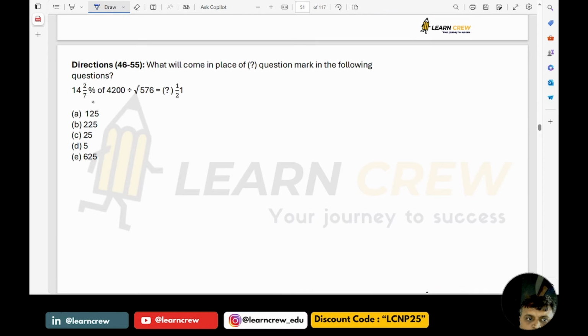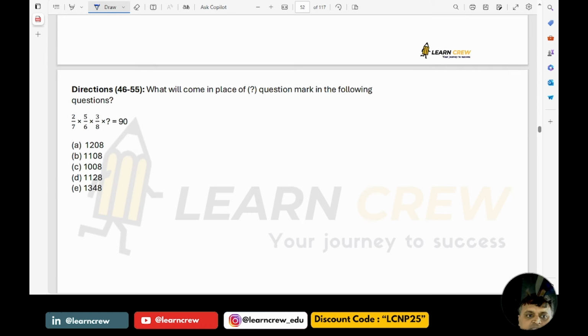Next, 14 2 by 7 percentage means 1 by 7th. 1 by 7th of 4200 root 57 divided by root 576 is 24 is equal to x power 1 by 2, that is root x. Okay, so now what are you going to get? 7 600s are 24, 25s are. So x should be 25 square, which is 625. So the answer is 625. Next question.